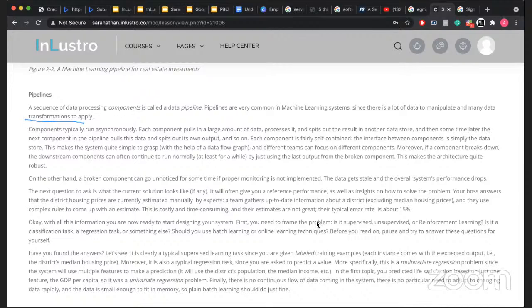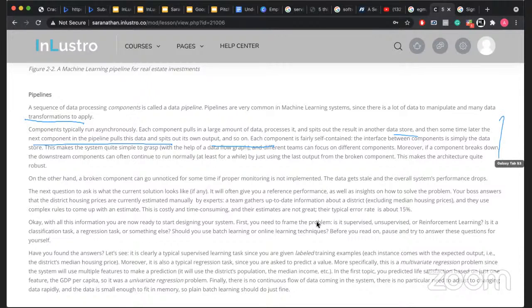Each component pulls in a large amount of data, processes it, and then spits out the result in another data store. Then sometime later, the next component in the pipeline pulls the data and spits it out into its own output. So each component is fairly self-contained. The interface between components is simply the data store. So the system is very simple to grasp with the help of a data flow graph, and different teams can focus on different components. If a component breaks down, the downstream components can continue to run normally for a while by using the last output from the broken component. So this makes the architecture very robust.